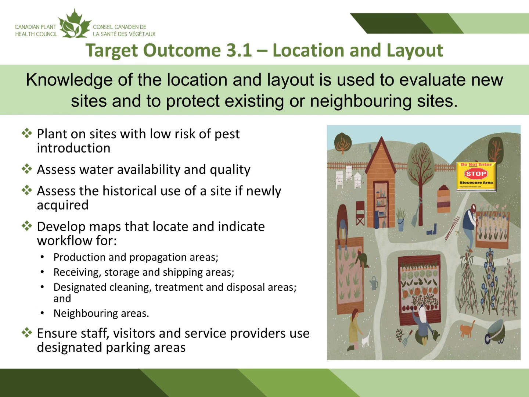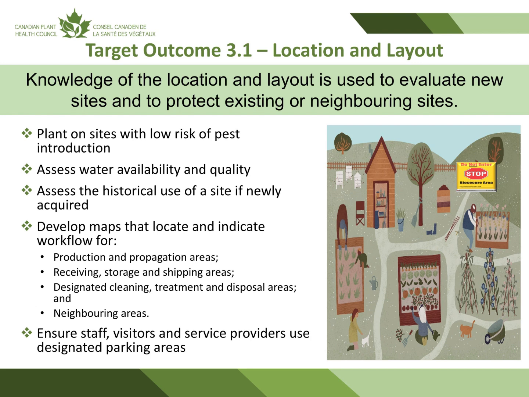Some of the factors that need to be taken into consideration include planting on sites with low risk of pest introduction based on the prevailing wind direction, assessing water availability and quality, assessing the historical use of a site if newly acquired for plants that will be grown in open fields. This will provide knowledge of the pests, which might be of concern, and will also provide information on the potential buildup of chemical control products.